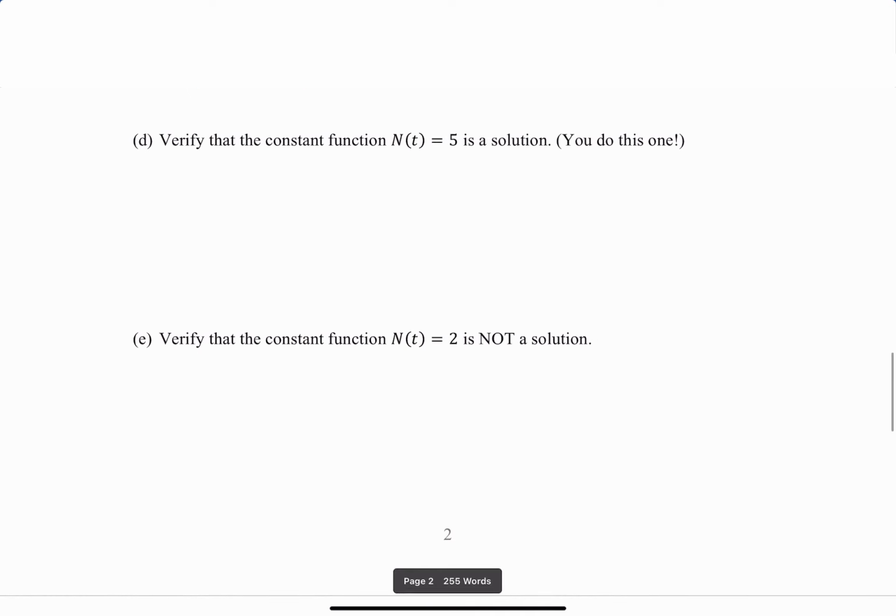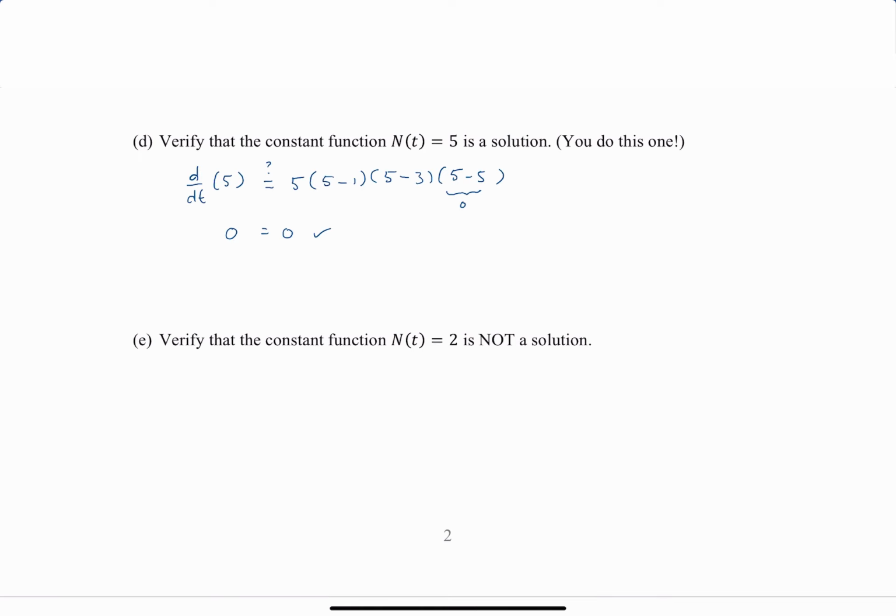One more here. Let's verify that the constant function n of t equals 5 is a solution. Why don't you do this one? I'm sure you're perfectly capable of doing this, especially since I just did three very similar ones for you. So go ahead and pause the video, please, and work through part D here. How did that go? Did you remember to put the little question mark on the equals sign? If so, good job. I hope that went well for you.